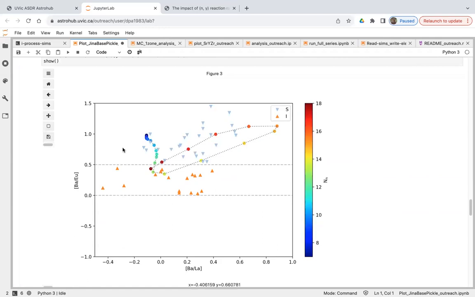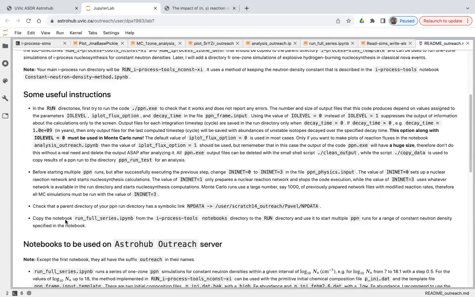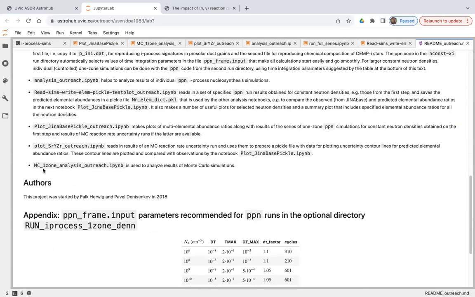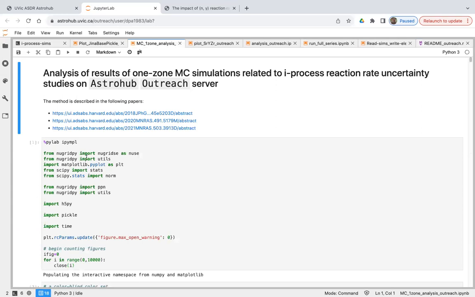Okay. So now let's go to the main notebook that does the detailed analysis of results of Monte Carlo simulations. It's called, as the README file explains here, MC One Zone Analysis Outreach. Okay, it's open here.